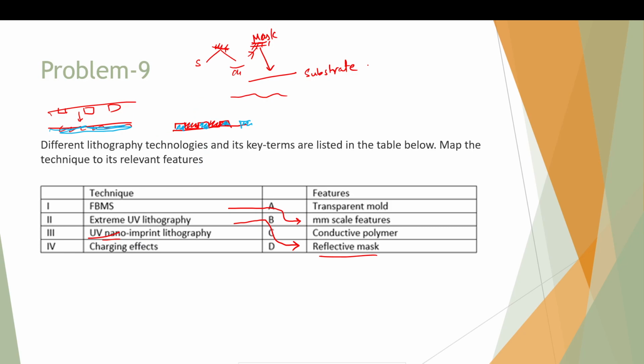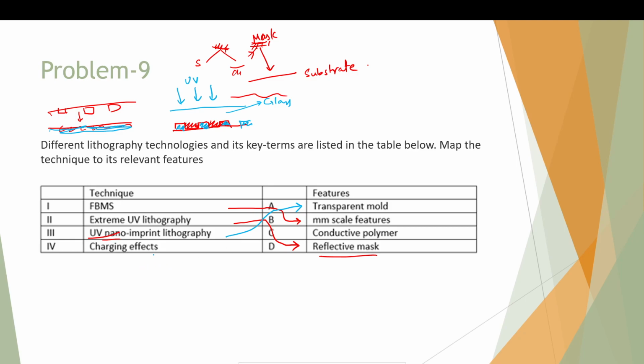And then in UV nano imprint lithography, we will illuminate this with UV light. When we are illuminating with UV light, this PR becomes fixed here. So when we remove the mask, the PR will stay there. For the UV light to penetrate through this glass, or this mold, the mold has to be transparent. So that's why one of the features of UV nano imprint lithography is a transparent mold.